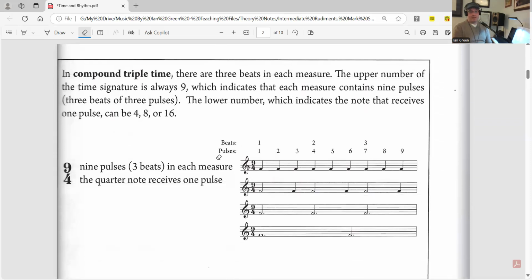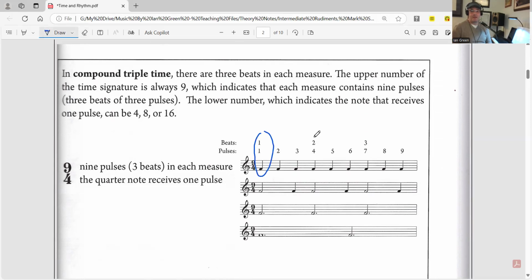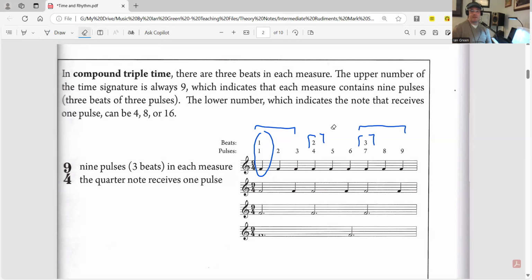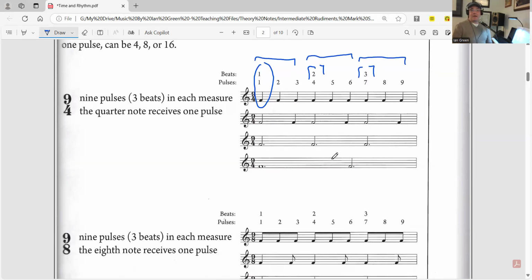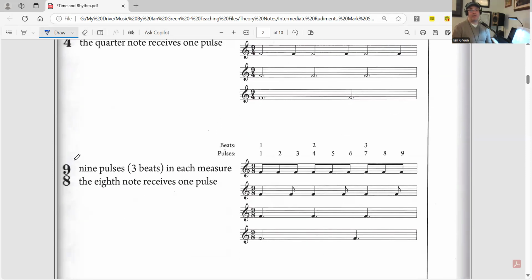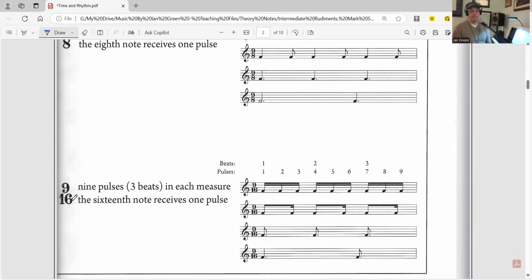In compound triple time, it's the same principle, except now instead of 2 groups of 3, we have 3 groups of 3, because 3 times 3 is 9, of course. So what we can do is say that we have a main pulse on the first beat of the bar, but then we have a secondary pulse on beats 4 and also beat 7. That's kind of fun. 1, 2, 3, 4, 5, 6, 7, 8, 9. 1, 2, 3. And as well, we can have 9/4, 9/8, and 9/16.